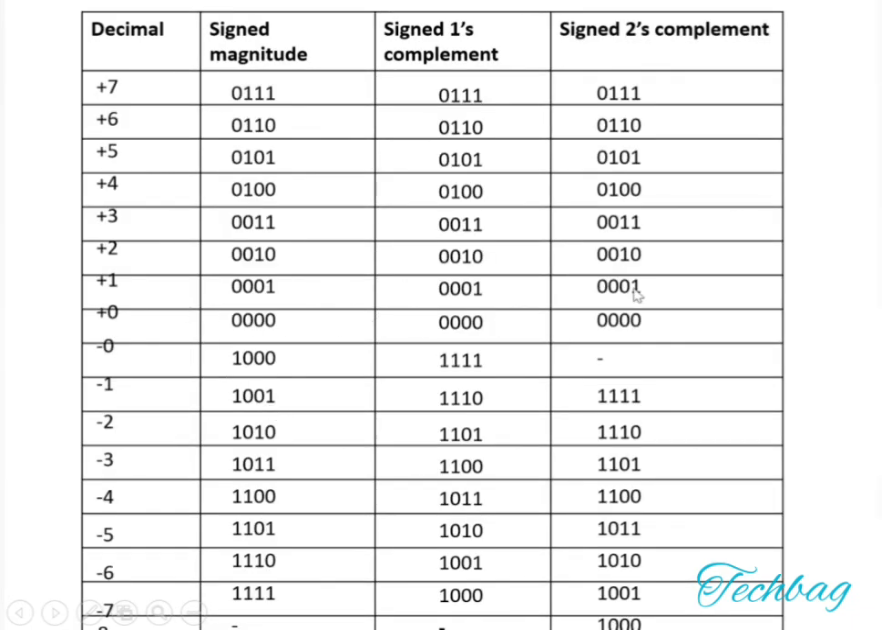Here, the representation of positive number is same in all the 3 representations. In sign magnitude and signed 1's complement representation, there are 2 different representations for 0. And in these 2 representations, you can represent minus 7 to plus 7 using these 4 bits. And in 2's complement representation, there is one representation for 0. And by using these 4 bits, you can represent from minus 8 to plus 8.